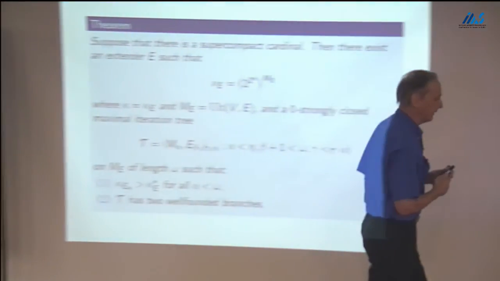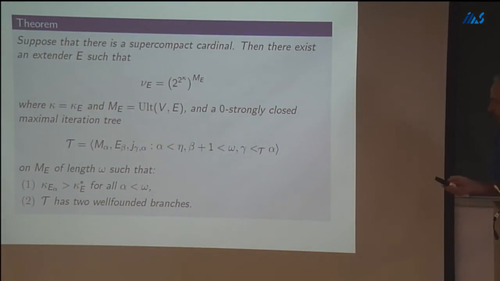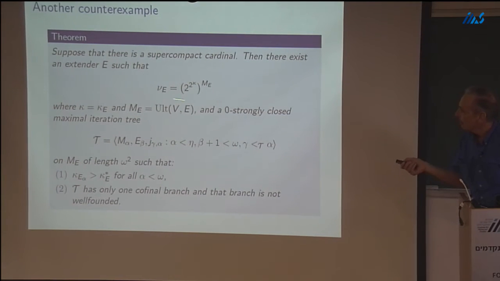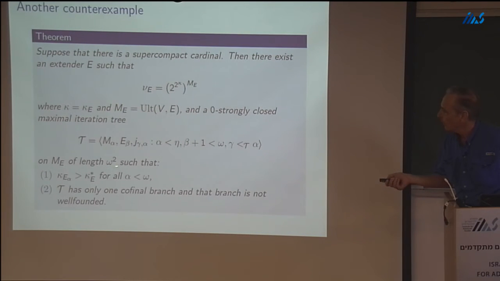But it does say you've got to be careful about how you state these hypotheses. And then the other counterexample, same situation. We have this little tiny extender. We now have an iteration tree of length omega squared. It's zero strongly closed on this model. It has only one cofinal branch, and that branch is not well founded.